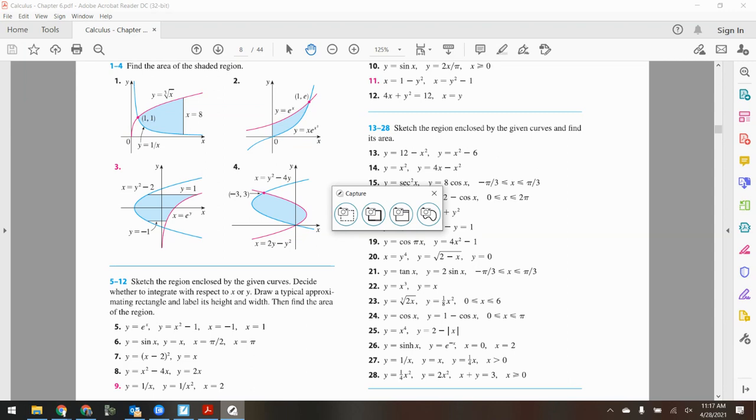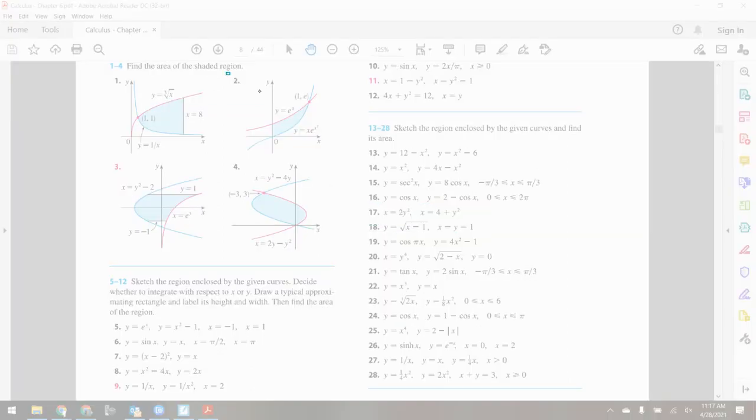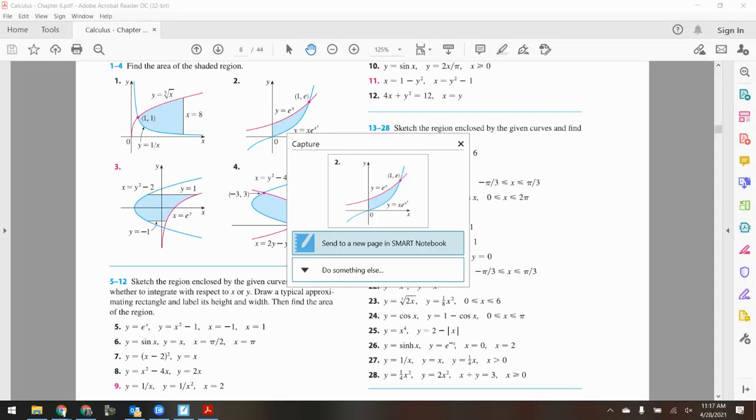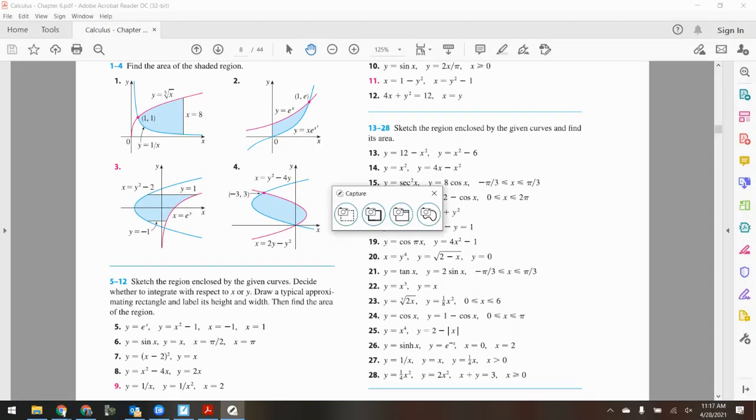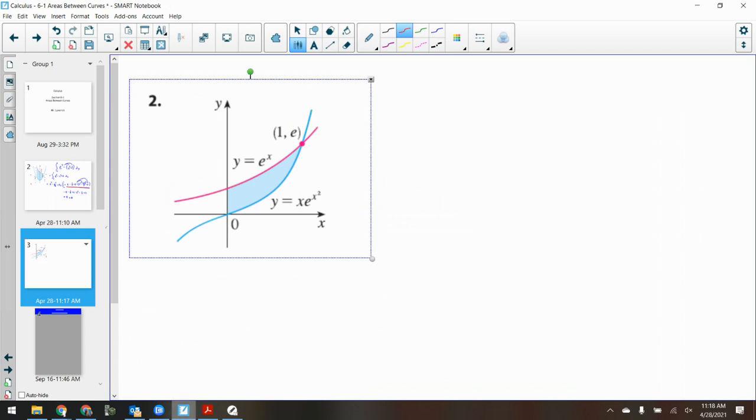All right, Amanda, what one did you need to do? Number 2. The one where you had to use substitution? Yeah, you'll have to use substitution, because that's section 5.5. So that's a yes. I can neither confirm nor deny.